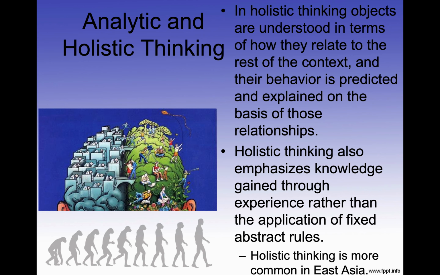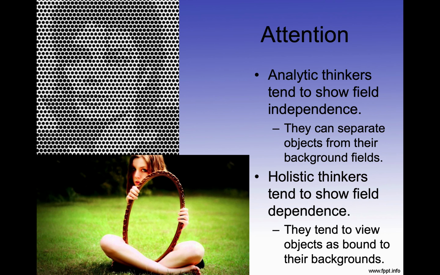Analytic thinkers tend to show field independence. They can separate objects from their background fields. Holistic thinkers tend to show field dependence. They tend to view objects as bound to their backgrounds. And of course, if we look at these two pictures, it looks like this lady is a head and legs and two hands, but of course she's holding a mirror. Anyway, and this is a picture, and if you look at it long enough, you can see Michael Jackson back here.